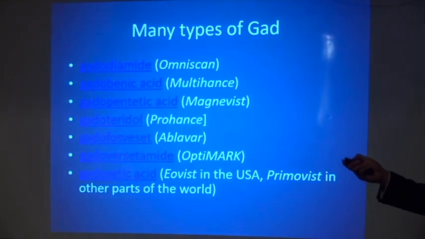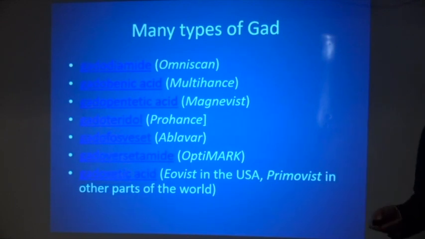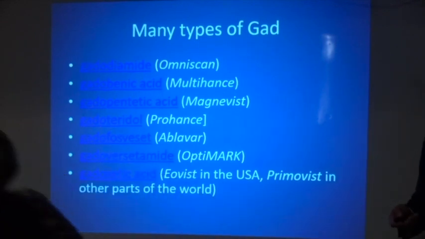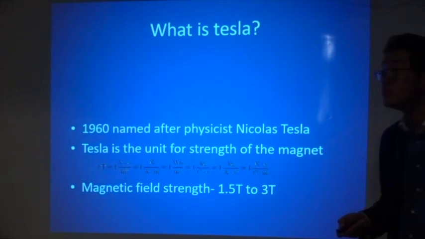So there are many types of gadolinium. These are all the various types that we have. I don't know what they have available here in Egypt. Which one? I'm not sure.